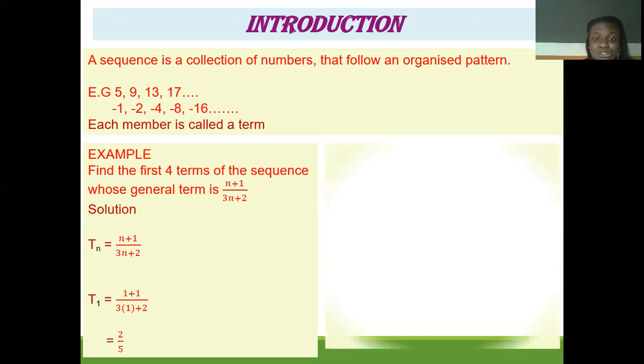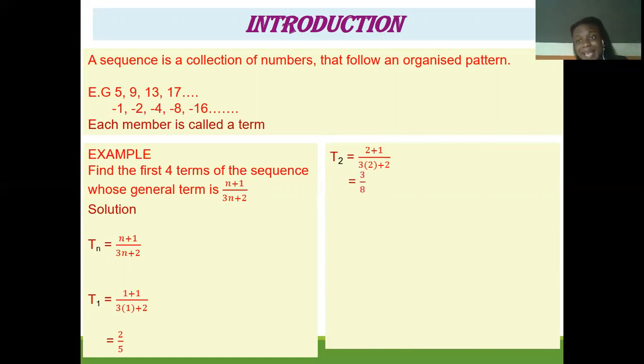Then for T2, we're going to substitute 2: (2 + 1) over (3 × 2 + 2) gives us 3 over 8. For T3, we substitute 3: (3 + 1) over (3 × 3 + 2) gives us 4 over 11. And for T4, (4 + 1) over (3 × 4 + 2) gives us 5 over 14.